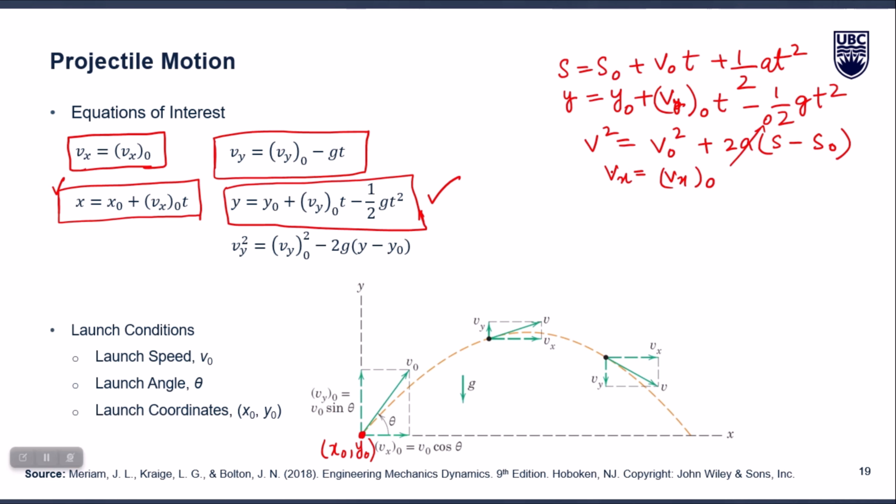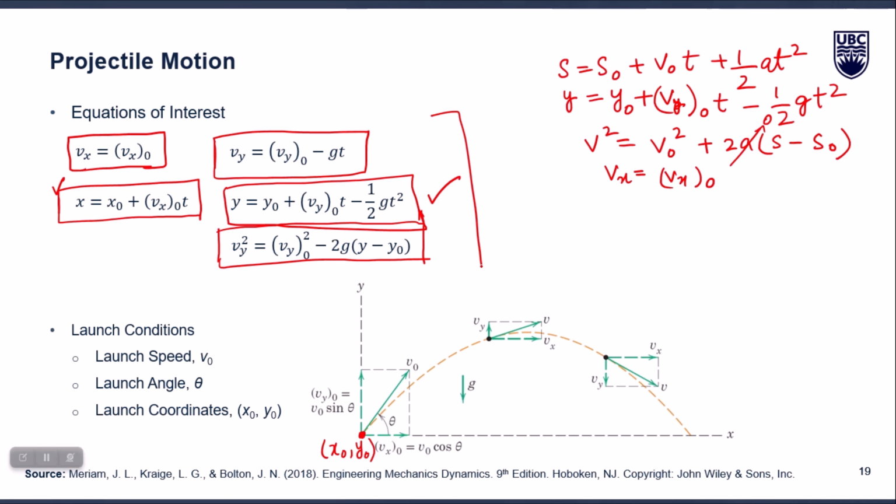We can apply the same equation in y separately, and we will get v y squared equals v y naught squared minus 2g times y minus y naught. s minus s naught will become y minus y naught in this case, right? So in short, we will have these 5 equations which govern our projectile motion if we invoke all those assumptions like no aerodynamic resistance and no effect of rotation and height on gravity and all that, right?